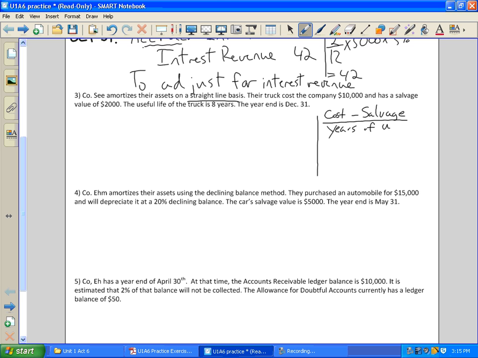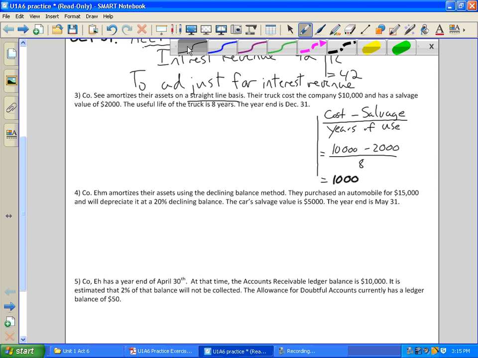So our cost is $10,000. Our salvage value is stated at $2,000, and the years of use is 8, which means that we are amortizing this asset over $1,000 every year. Let me tidy that up. So that means that every year you use this asset, you are decreasing the value of it by $1,000.